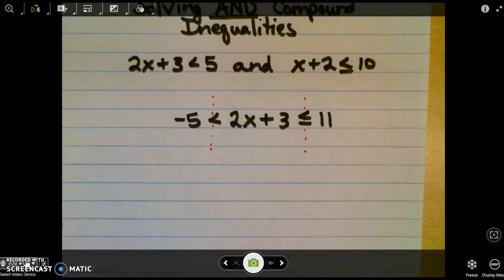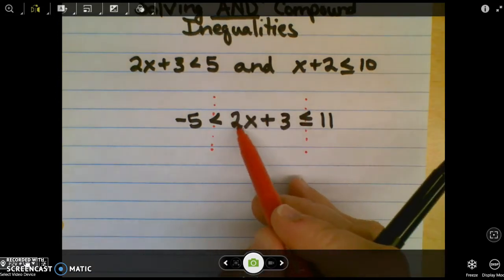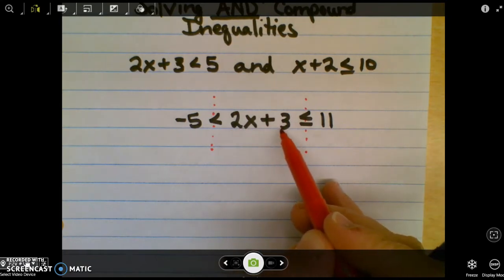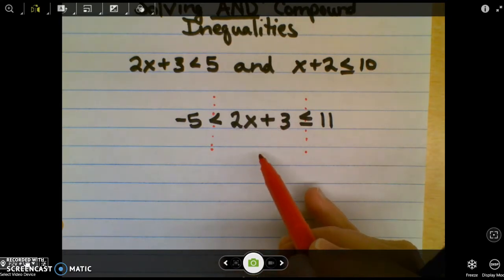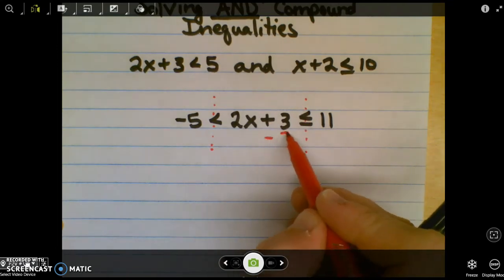So you can solve these just like any other inequality by working from the variable. So our variable term is here in the middle. It says 2x plus 3. We would like to solve for x alone. So we need to get rid of plus 3 by subtracting 3.